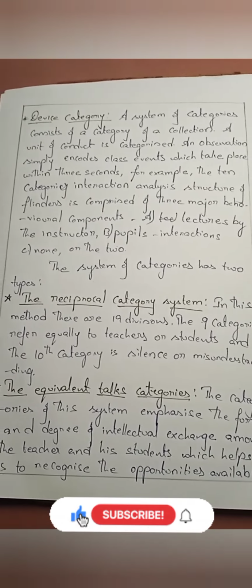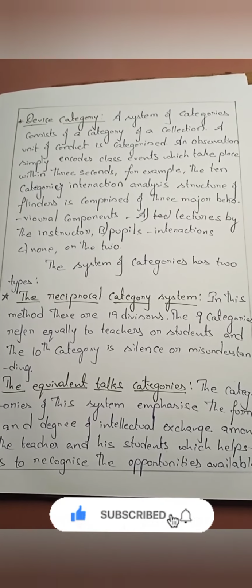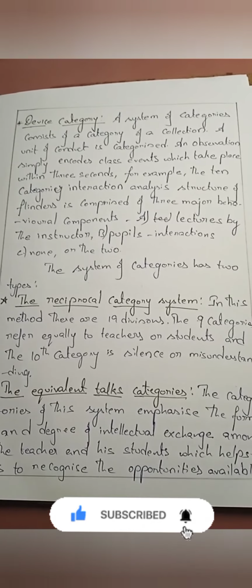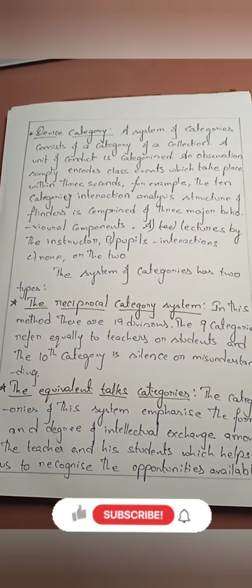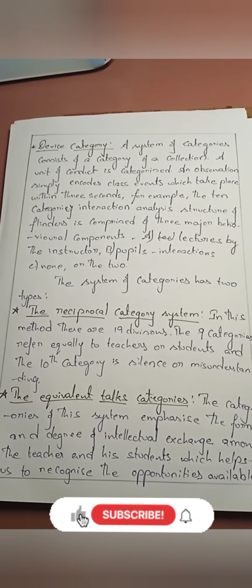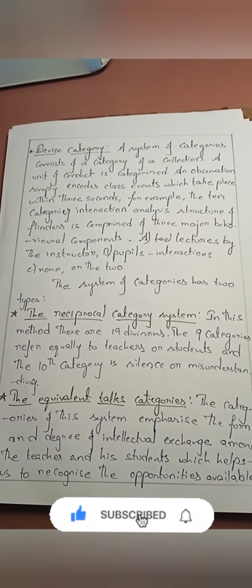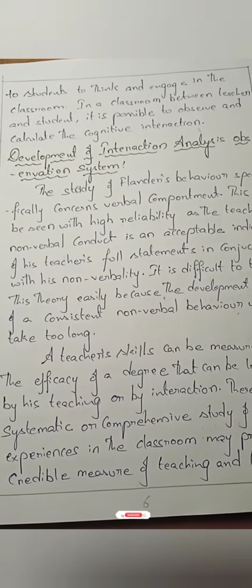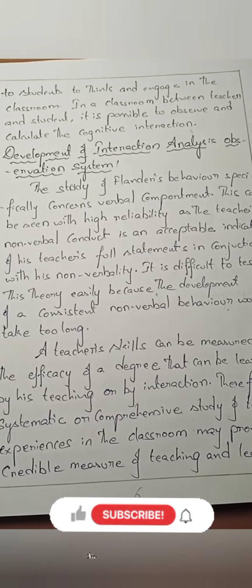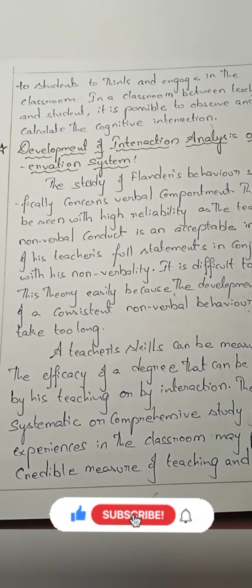The category system has types. The reciprocal category system: in this method, there are 10 divisions. The 9 categories refer equally to the teacher or student, and the 10th category is silence or misunderstanding. The equivalent talks category: the categories of the system emphasize the form and degree of intellectual exchange between the teacher and the student, which helps us recognize the opportunities available to the students to think and engage in the classroom. In a classroom between the teacher and the student, it is possible to observe and calculate the cognitive interaction.